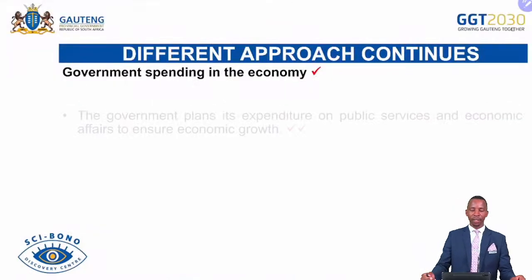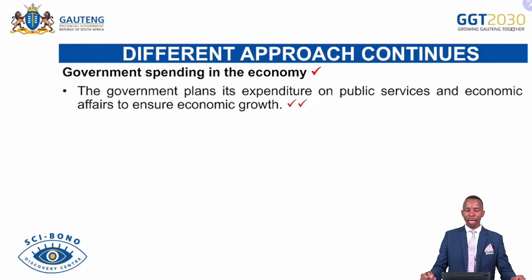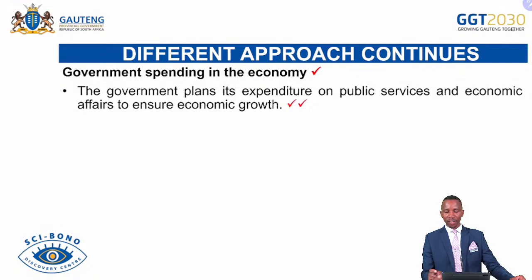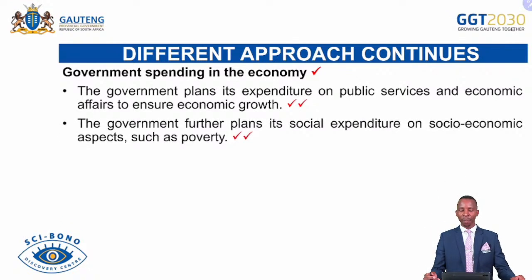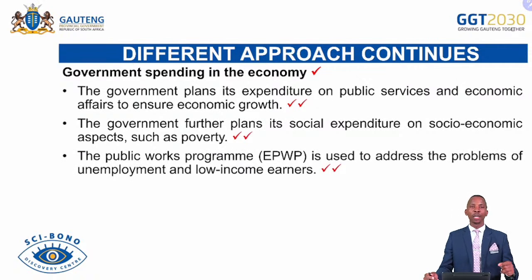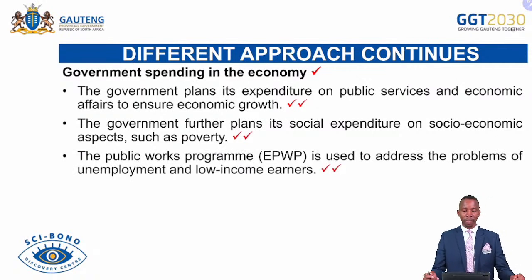The government spending. The government plans its expenditure on public services and economic affairs to ensure economic growth. The government further plans its social expenditure on socio-economic aspects such as poverty. So the government's main aim is to ensure that poverty is alleviated in society.